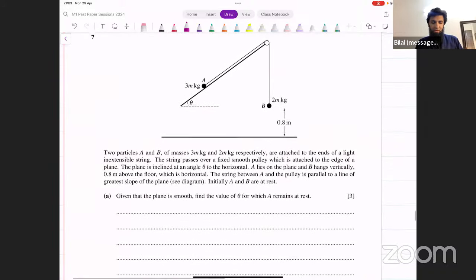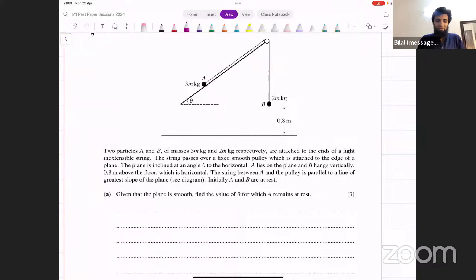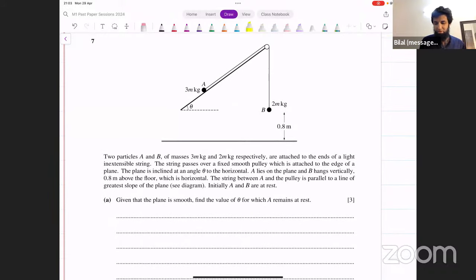Okay, let's have a look at this one last question now. Question number 7 from this paper. It says 2 particles A and B of masses 3m kilograms and 2m kilograms respectively are attached to the ends of a light inextensible string. The string passes over a fixed smooth pulley which is attached to the edge of a plane. Again, let's highlight the important information. This is 3m, this is 2m.